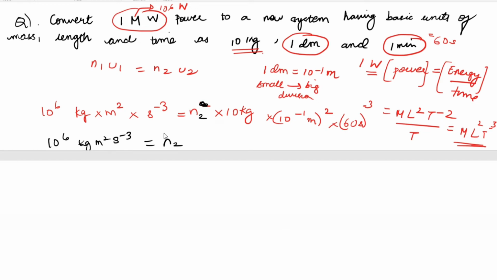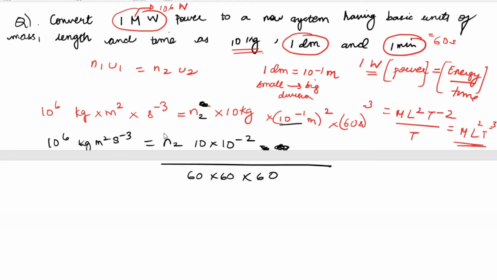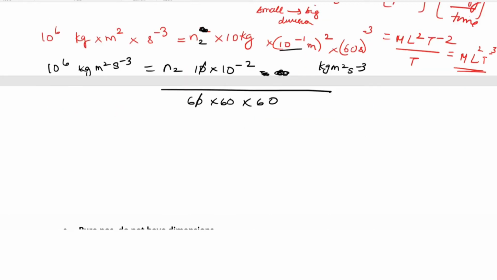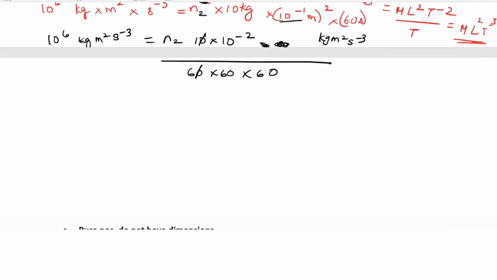So you just have to write the value of 1 decimeter in meters, into, they have given 1 minute. 1 minute is nothing but 60 seconds, 60 seconds the whole power minus 3. Now what should you do? Open the brackets, solve the powers, and solve this entire thing. So it becomes 10 power 6 kg meter square second power minus 3 is equal to N2 into, solve this, you will get 10 into 10 power minus 2 by 60 into 60 into 60, because it is 60 whole power minus 3, right?